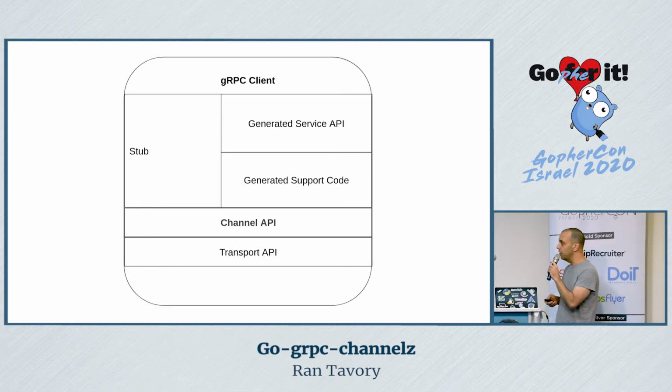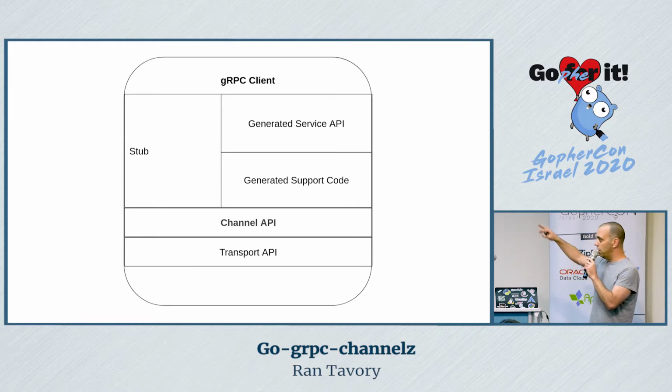If we dive into the client, you see something more or less like that. So at the top, you have your own business logic. You have some generated code, also known as stubs, different parts of the stub. Below that, we have the channel API, in which we're going to dive in a little bit. And below that, we have the transport API. The transport itself is based on HTTP2.